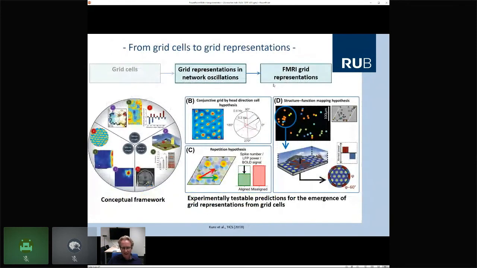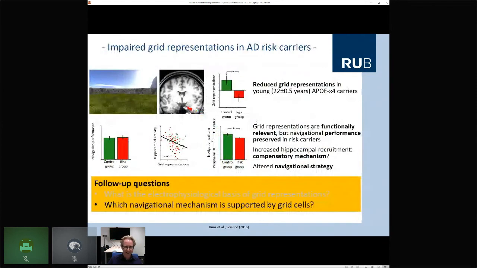And if you're interested in this, we try to differentiate different scenarios, how the activity of single grid cells could give rise to network level grid representations. I'm happy to come back to that in questions, or you take a look in our recent article. So the second question we wanted to address is which specific navigational mechanism is actually supported by grid cells?